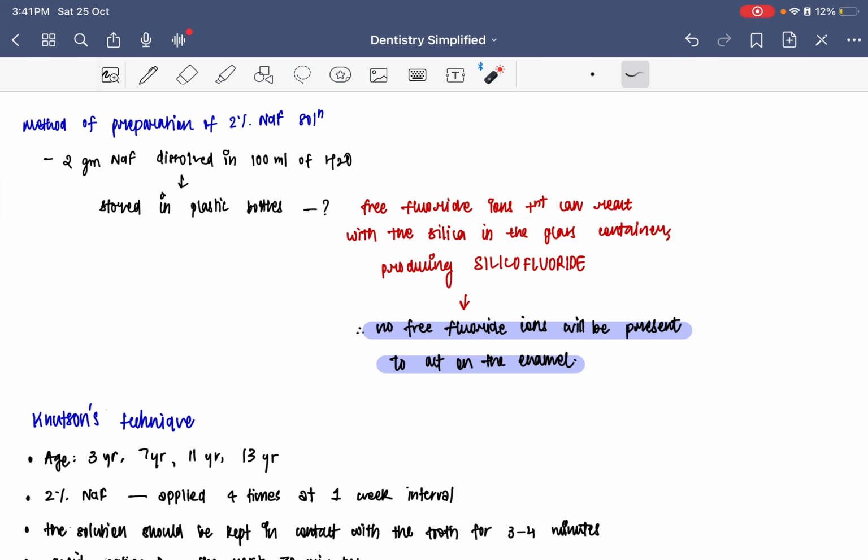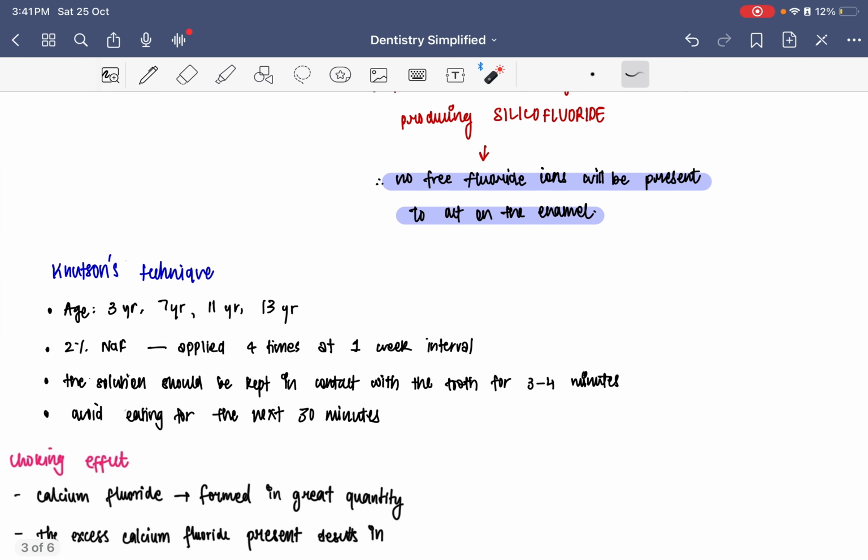Now it's made sure that it is stored in a plastic bottle because there are free fluoride ions present in the solution. There are very high chances this will react with the silica present in the glass containers, thereby producing silicofluoride. Once this compound is formed, there will not be any free fluoride particles left to react with the enamel. That's why we make sure that this prepared 2% sodium fluoride solution is always stored in a plastic bottle.